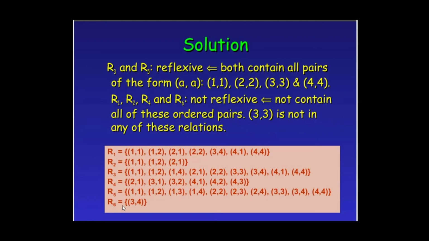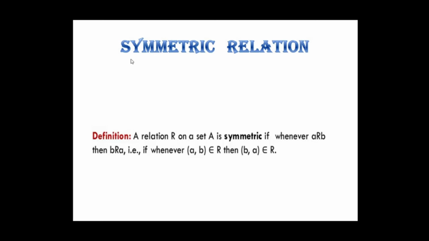So now you have understood that among all these, only R3 and R5 are reflexive, because they contain (1, 1), (2, 2), (3, 3), and (4, 4). And R1, R2, R4, R6 are not reflexive, as they do not contain these ordered pairs, such as (3, 3). So that's why they are not reflexive. Now let's see the next one, the symmetric relation.